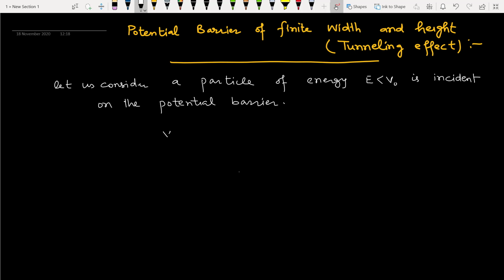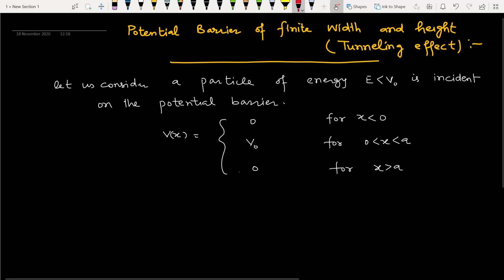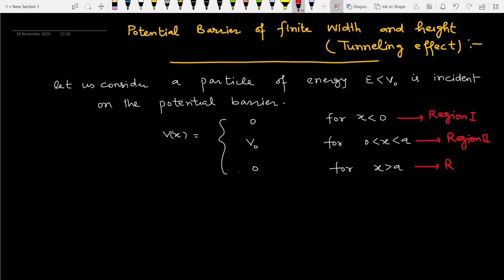And the potential barrier is given by: potential is equal to 0 for x less than 0, equal to V naught for x greater than 0 and less than a, and equal to 0 for x greater than a. We term these various regions as region 1, region 2, and region 3.